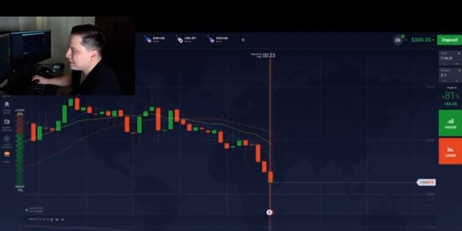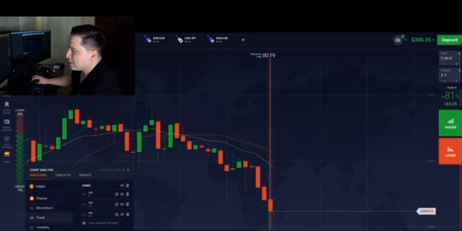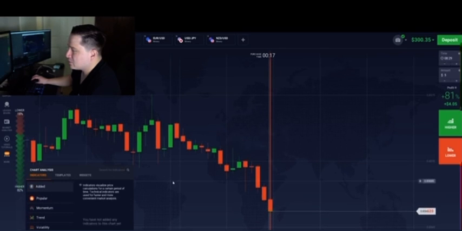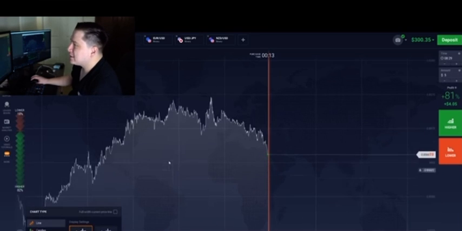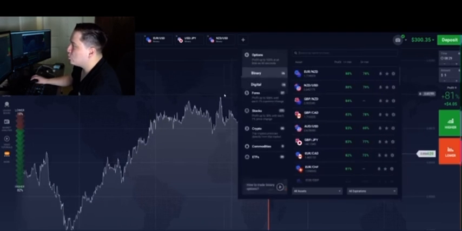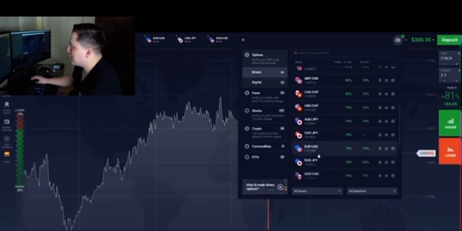Do is first delete everything that is related to these signals, to these indicators. Okay, so this is exactly how you would actually look. And let me get Euro USD because it's the pair that I like the most.